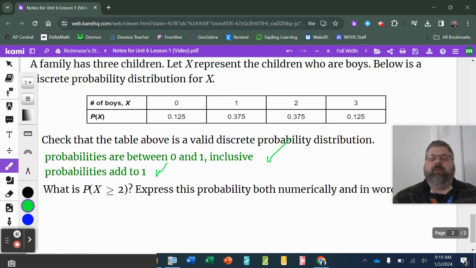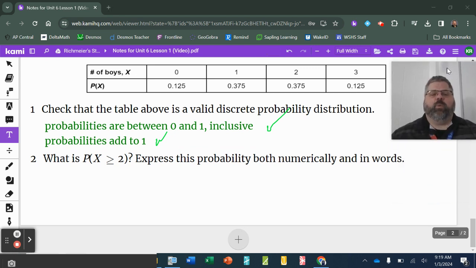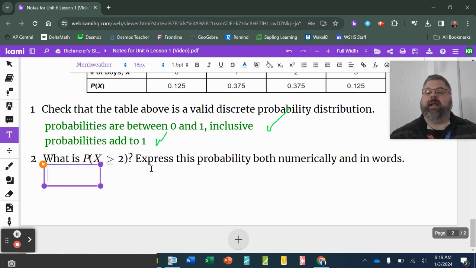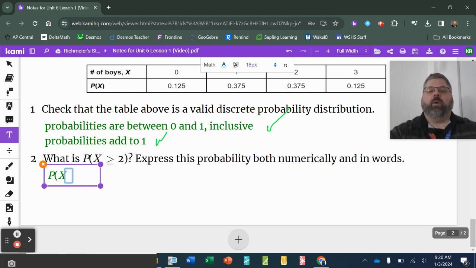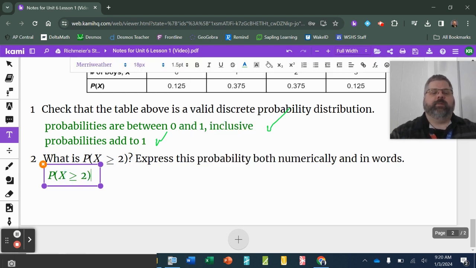And I can use it for answering questions like here in this next question, in number 2. So it says, what is the probability X is greater than or equal to 2? And remember, X here is signifying how many boys the couple has in their 3 children. Express this probability both numerically and in words. Okay, so let's talk about this. So here it says the probability that X is greater than or equal to 2.